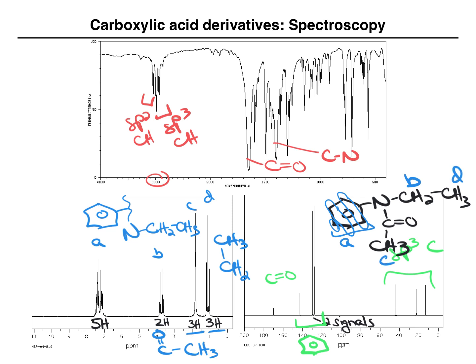For our C13, if we call this A, B, C, D, E, and then F, G, and H, this carbon would be signal A. In the aromatic region, we have 1, 2, 3, 4 aromatic signals. So these would be B through E. And then we have 3 sp3 hybridized carbons, so that would correspond to F, G, and H.